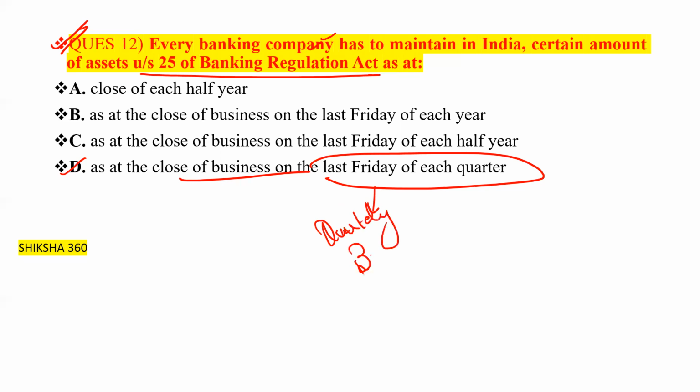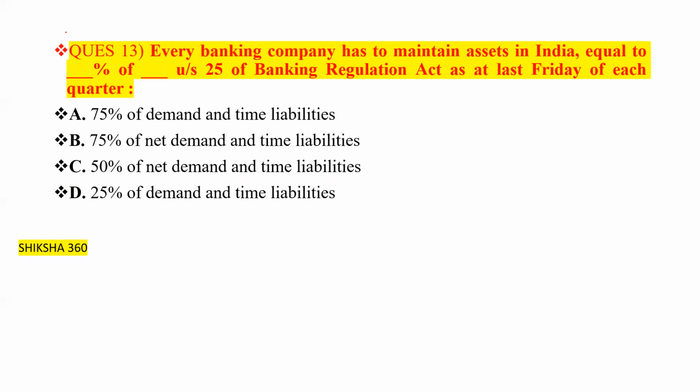They have to maintain the data on a quarterly basis, clear. So option D is the answer, that is quarterly basis. Now move to the next question, question number 13.